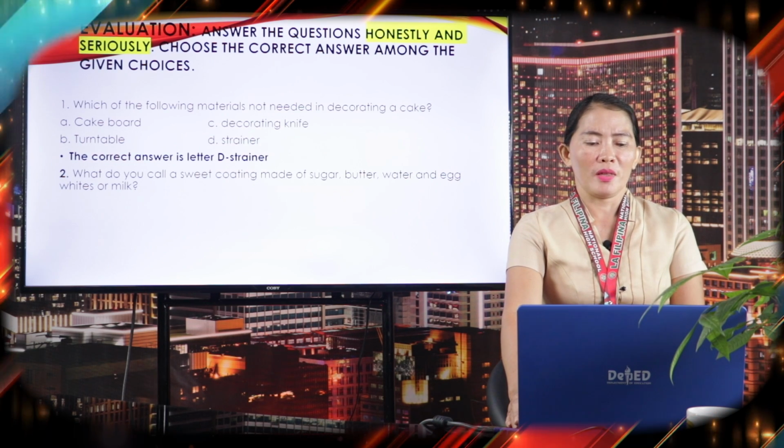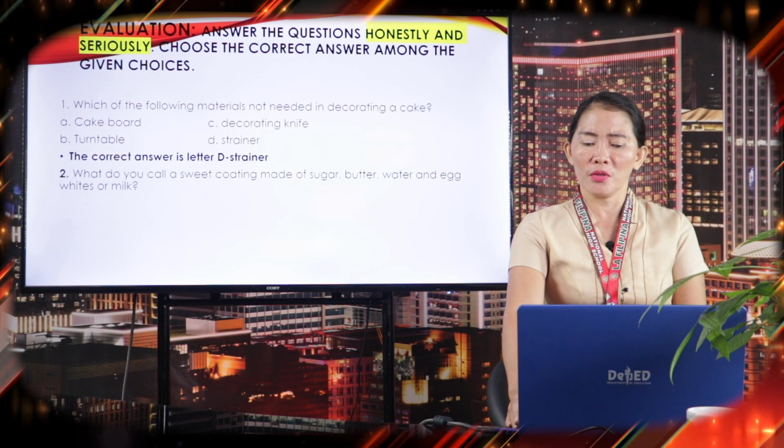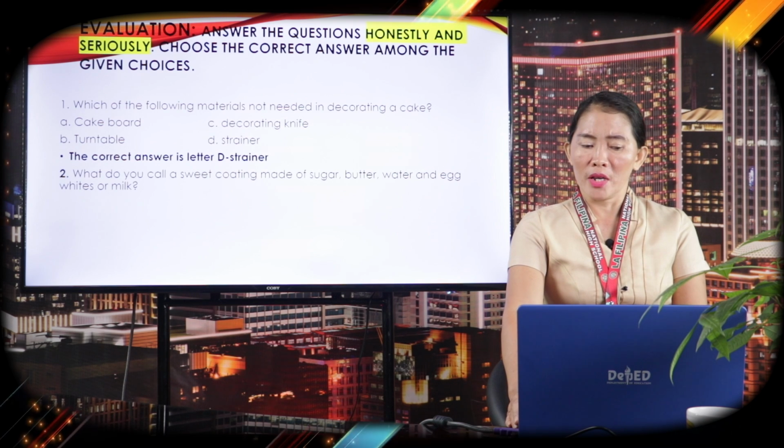The correct answer is letter D. Strainer. Number 2. What do you call a sweet coating made of sugar, butter, water and egg, or milk?